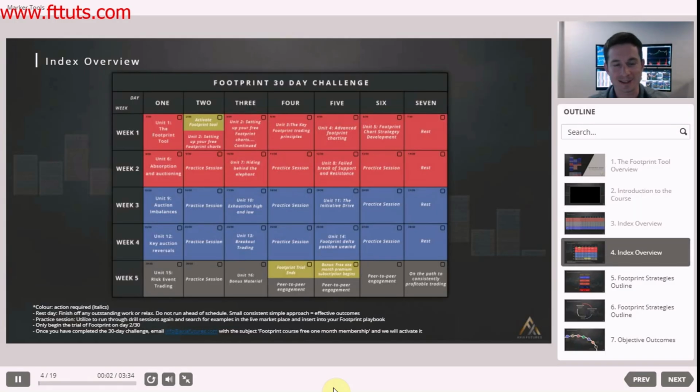I'm very excited to share with you the Footprint 30-day challenge. I adopted this habit whilst training for my Ironman earlier on in 2017. I'd always been one of those guys that would just go out for a long run or get on the bike for a long bike ride, and eventually I'd experience things like burnout and a lack of enthusiasm and motivation.